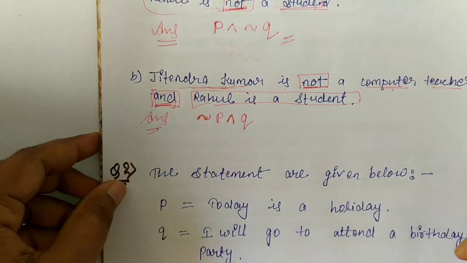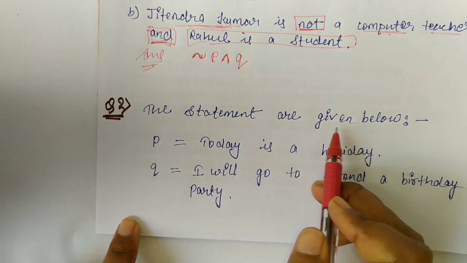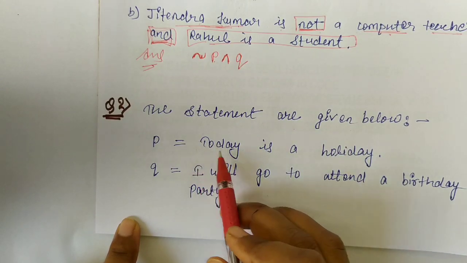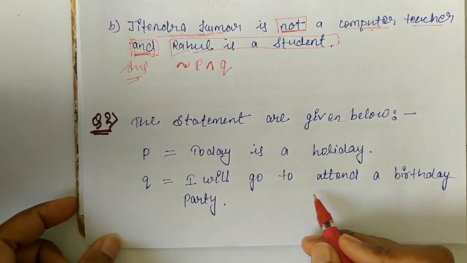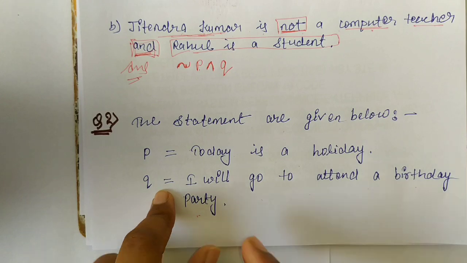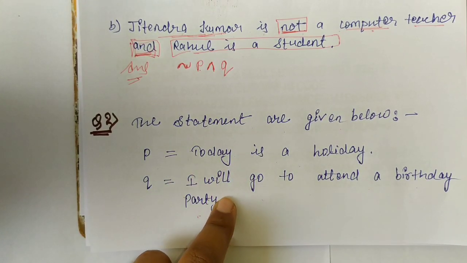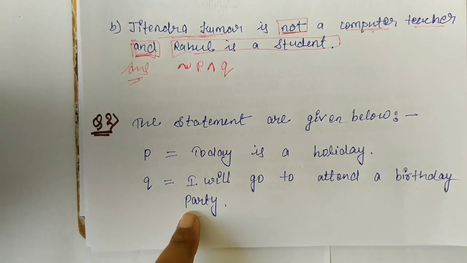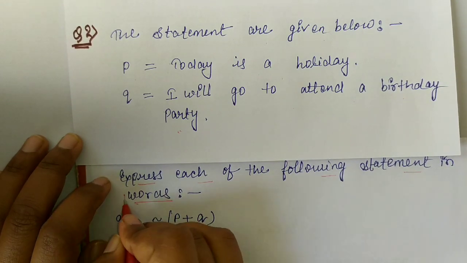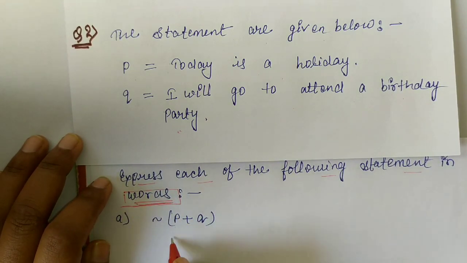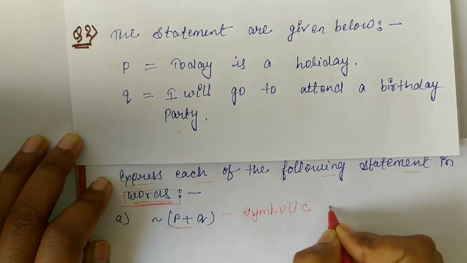Here the question is: the statements are given below. P equals today is a holiday and Q equals I will go to attend a birthday party. So the part of the question is to express each of the following statements in words. We have to write in words. Here these are the symbolic forms.